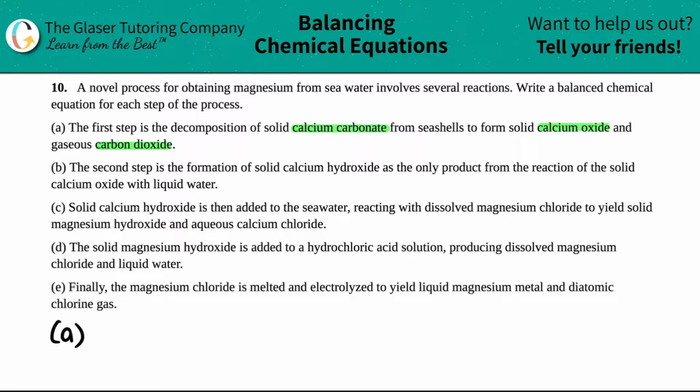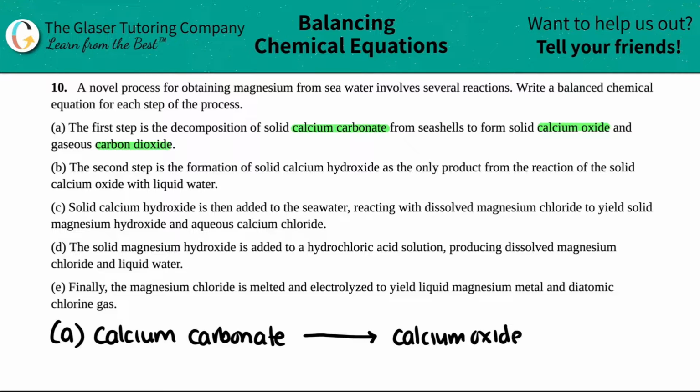What is going on? It said that calcium carbonate, which was a solid, was decomposed into or formed calcium oxide and carbon dioxide. So it seems like you had to start off with calcium carbonate, right? Calcium carbonate was the start. And you formed your two products, calcium oxide and carbon dioxide. Now we just have to write the actual chemical formulas.